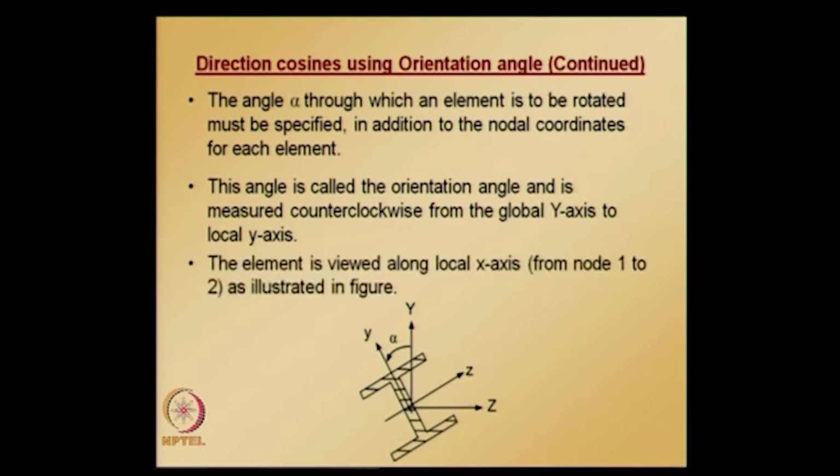and here as I mentioned, the element is viewed along local x axis, that is why you are unable to see the x letter there, because the axis which is coming out of the plane of the board is local x axis. So, once we rotate in this manner and make local y axis parallel to the global y axis, then the rest of the procedure is the same as what we discussed for the special case.